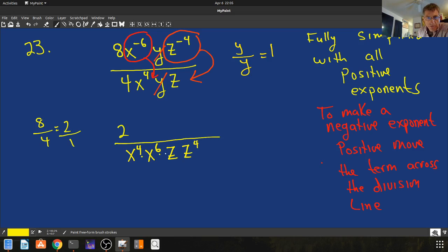And all of these are multiplied by each other. So now I just add the exponents. X to the 4th times x to the 6th is x to the 4 plus 6. And z times z to the 4th is z to the 1 plus 4. So that finally simplifies to 2 over x to the 10th z to the 5th.